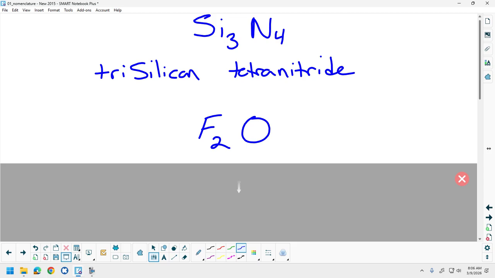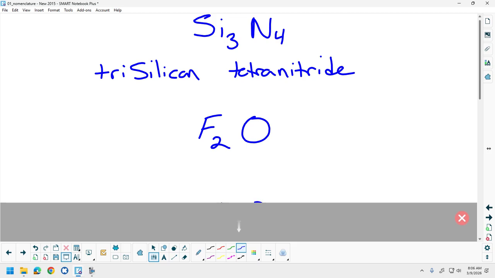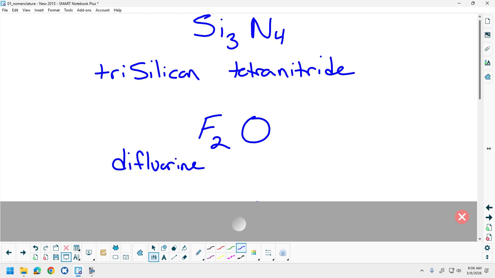Our next example, F2O. So F is fluorine, and since there are 2 of them, we're going to have difluorine. Again, the first element, we never change the ending of the name, so it's still going to stay fluorine, so difluorine. And now we have oxygen, which is oxide, and we're going to have 1 of them, so it's going to be monoxide. Now here is an example where we have slightly changed the prefix.